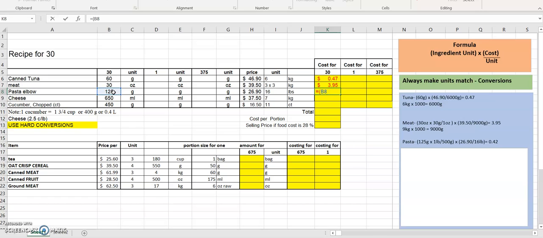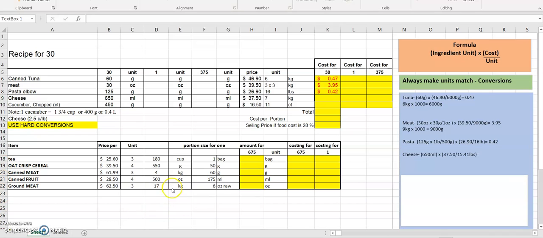125 grams, again multiplied by 1 pound for every 500 grams, close bracket, multiplied by our price, divided by 16 pounds, as we didn't convert that, and 42 cents.